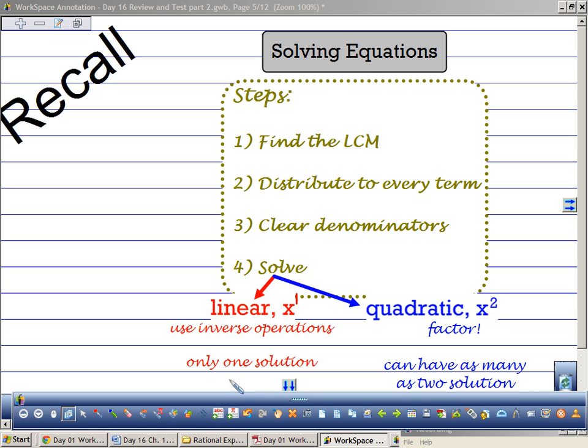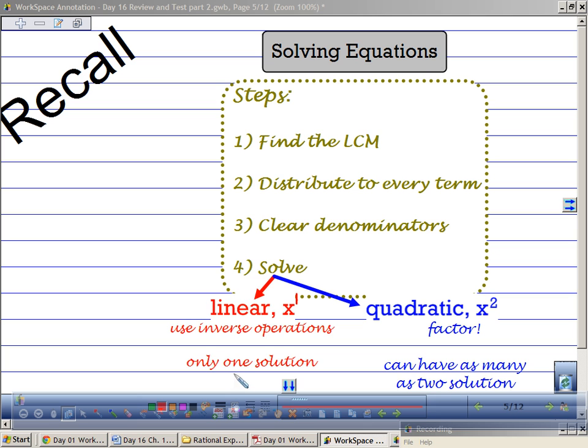Okay, one is x squared, one is x to the 1, but what does that tell us? Let's hear it. One you have to what? One you have to factor. The other one is inverse operations, but what does that tell us? Yes?